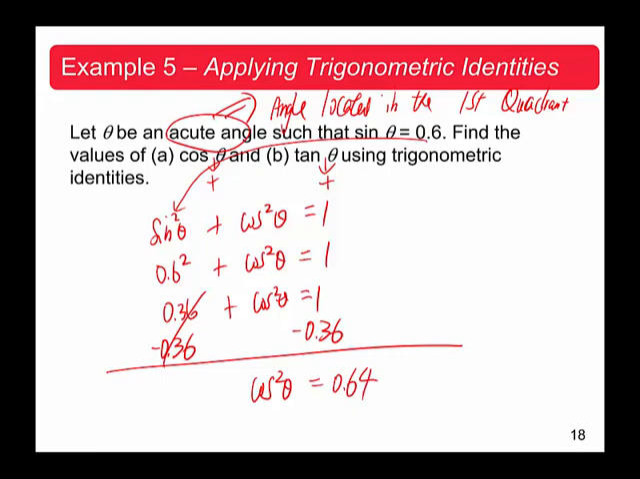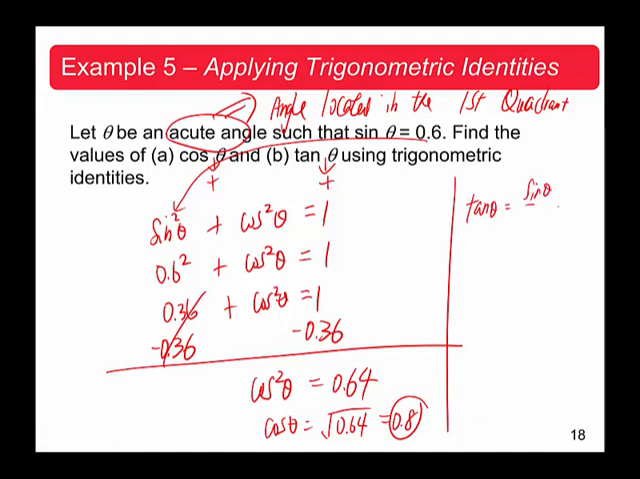Now typically when you're taking a radical on both sides of the equation, you put plus minus. But since we know the angle is located in the first quadrant, everything is positive, so cosine theta must be positive. So we only keep the positive answer, radical 0.64. That turned out to be 0.8 positive. And if you know sine and cosine, then using the quotient identity, tangent theta equals sine theta over cosine theta. So that's going to be 0.6 over 0.8. And then if you simplify, you get 3/4.